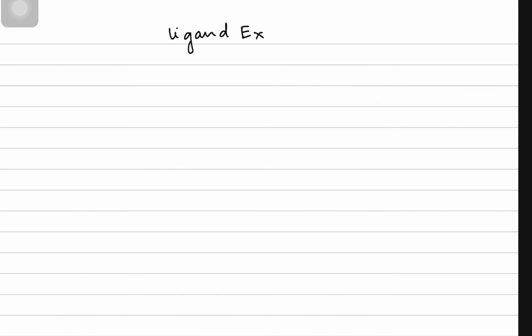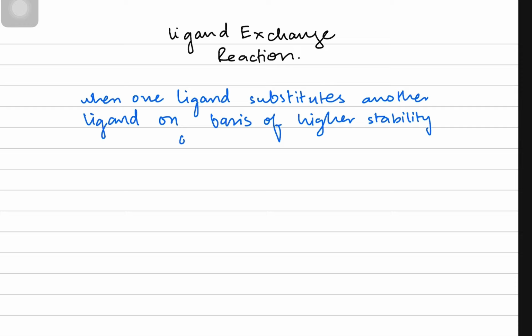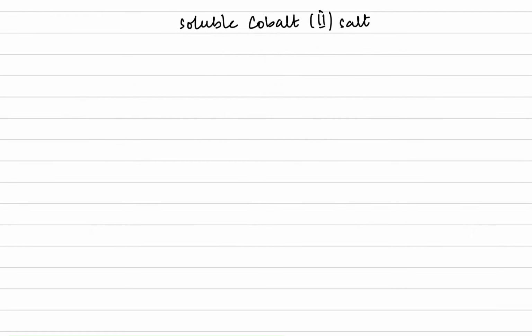Now we're going to connect the idea of color with another concept of transition metals known as the ligand exchange reaction. Like the name implies, it is when one ligand substitutes another ligand on the basis of higher stability, or you can say K stab. It is a concept that we're going to talk about in the next video.